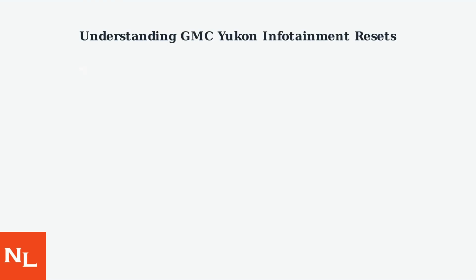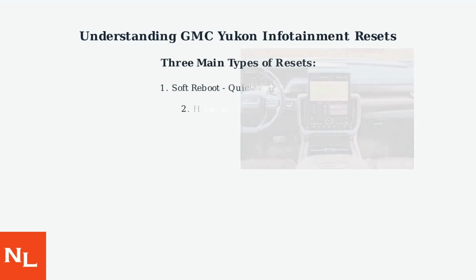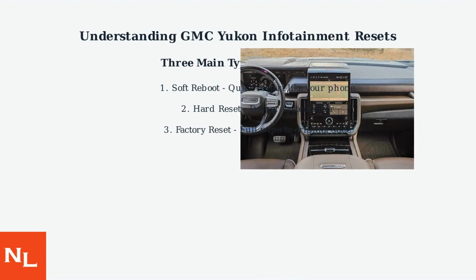The GMC Yukon's infotainment system can sometimes freeze or become unresponsive. Resetting the system is a common fix. There are three main types of resets: soft reboot, hard reset, and factory reset.